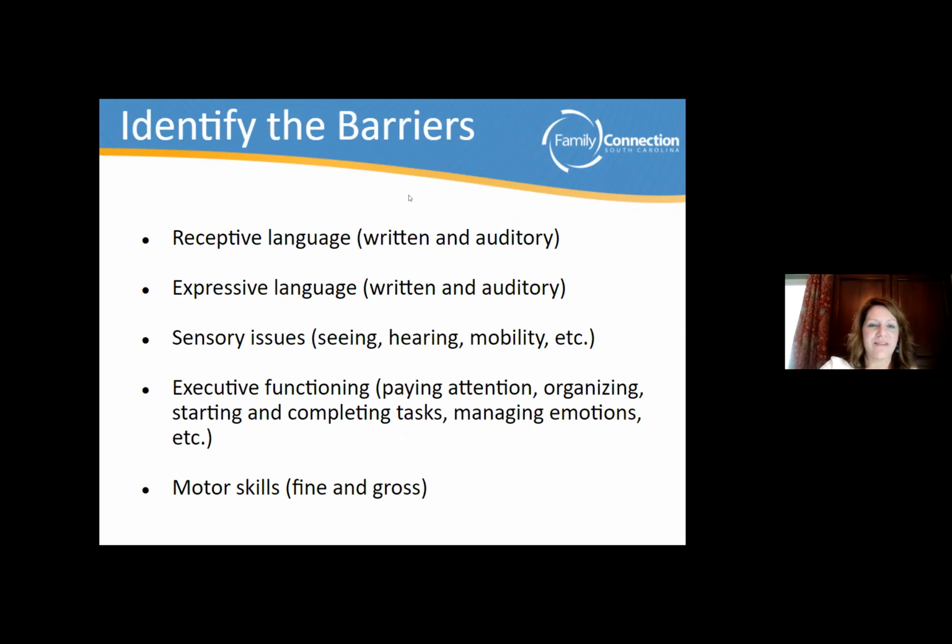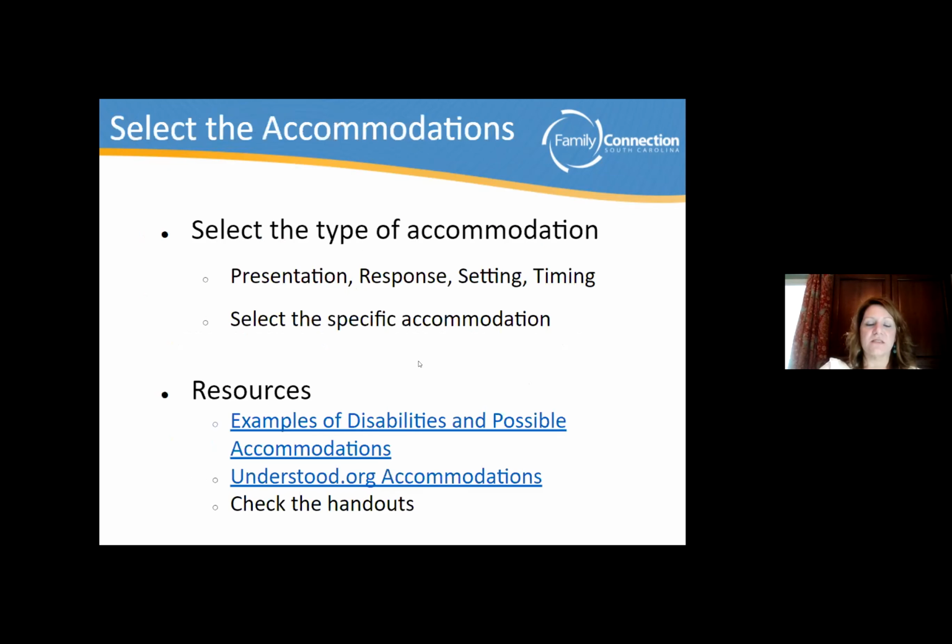So let's talk about this identification a little bit more. I just mentioned the receptive and expressive language part, and those sensory issues. One thing I didn't mention was the mobility part of sensory issues. We think about that paired with motor skills, the fine and gross motor skills, and executive functioning. Making sure that we have a good understanding of all these areas is really key, so that we can correctly understand the child's individualized strengths, because then we'll select an accommodation based on those strengths.